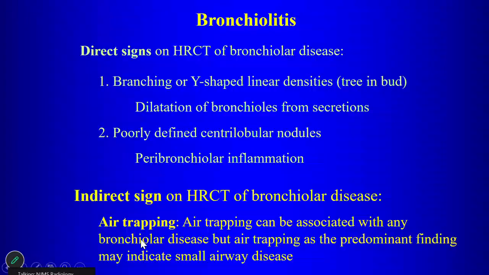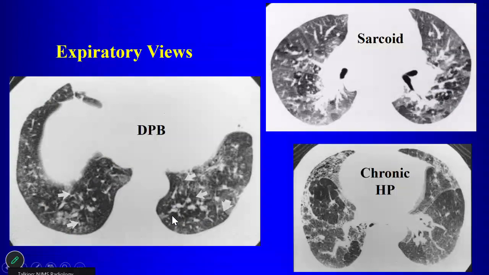All right, so let's move on to indirect signs on high-res CT of bronchiolar disease, air trapping. So the air trapping is best seen on expiratory views. Here's a patient with diffuse bronchiolitis. Here's a patient with sarcoid. Here's a patient with chronic hypersensitivity pneumonitis.